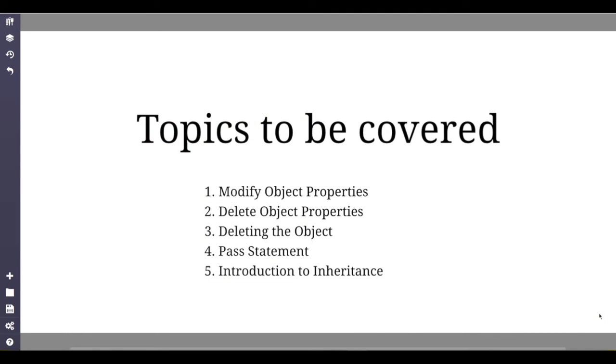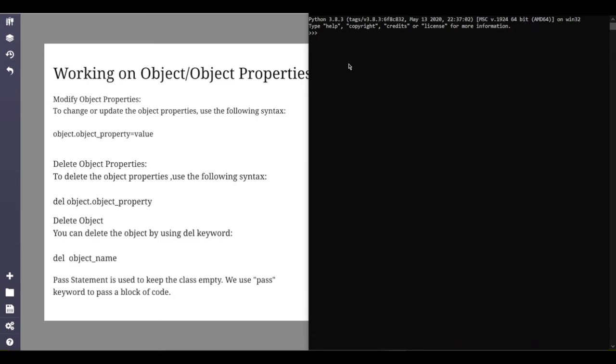Today we'll be covering the following topics: modify object properties, delete object properties, deleting the object, pass statement, and then introduction to inheritance. So let's begin with creating a program where I can modify, delete, or pass my object or object properties. Let's create the same program that we created in our last class.